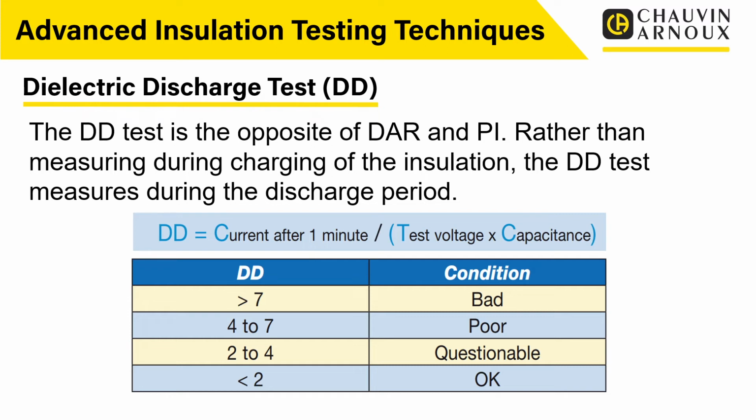So if it's greater than 7, it's considered to be bad. 4 to 7 is poor. 2 to 4, questionable. And anything under 2 is okay. So this is a different way of doing it. This is looking at the other way. We've done a charging cycle with a DAR or a PI test, and then this is actually the opposite. This is the discharge end of the curve, to see what's happening when we discharge it. It's a similar process, but just a different way.